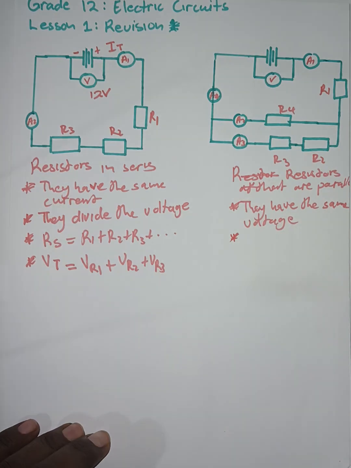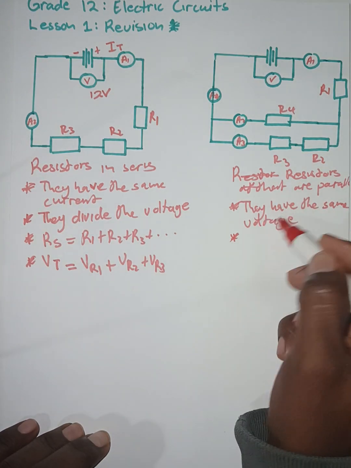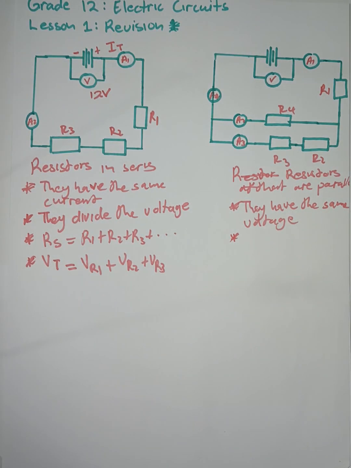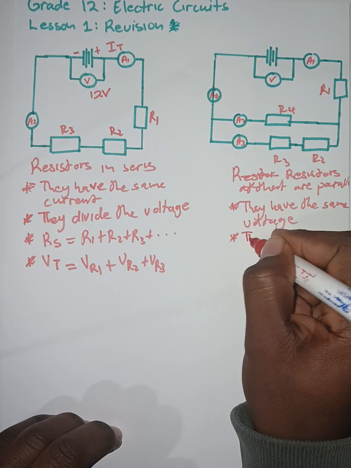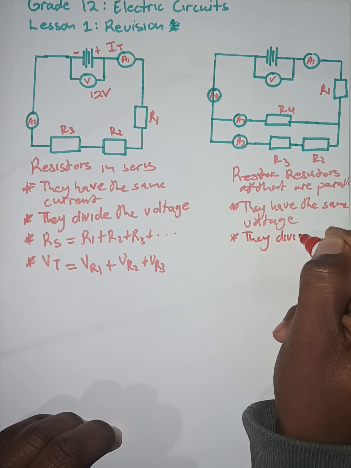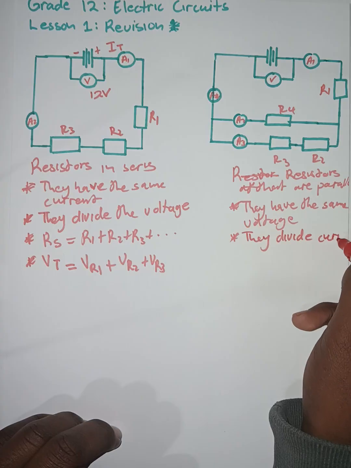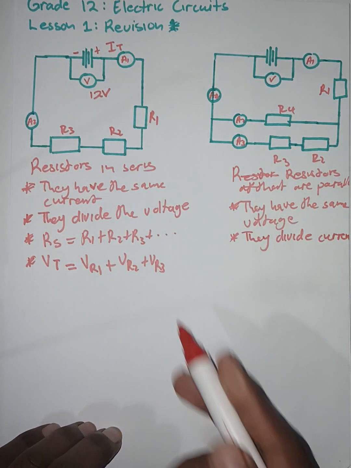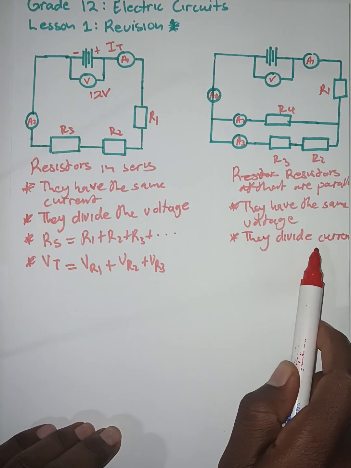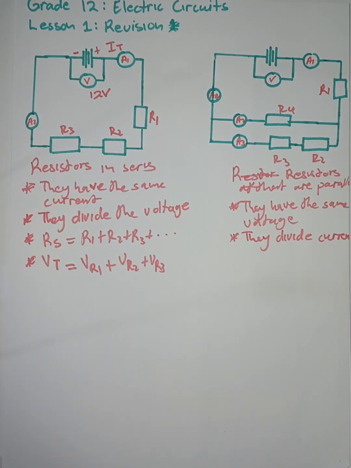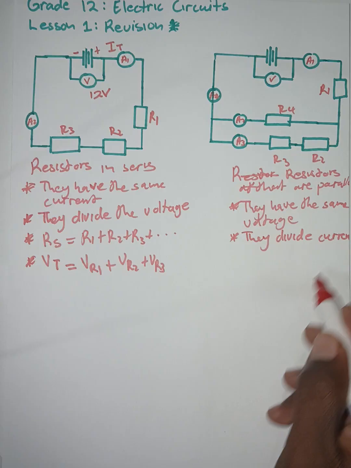And the second thing that you must note is that resistors that are in parallel divide the current. They're actually current dividers. Just as resistors that are in series have the same current, the ones that are parallel to one another divide it. As you can see, it's kind of switched the other way around. So that's the second thing that you need to note.